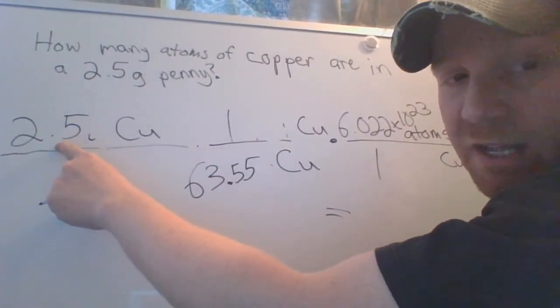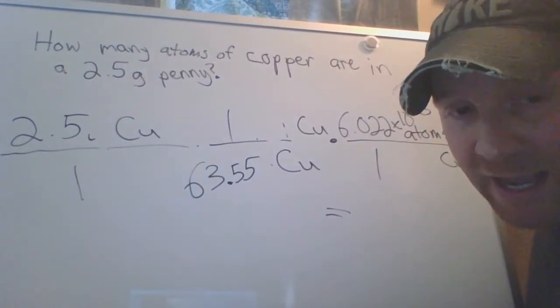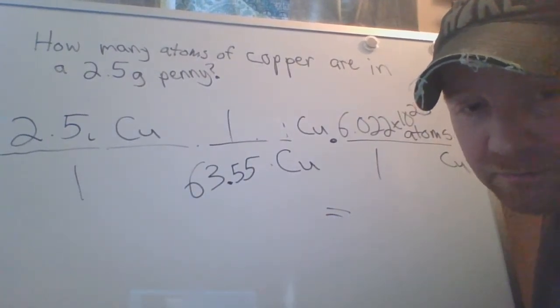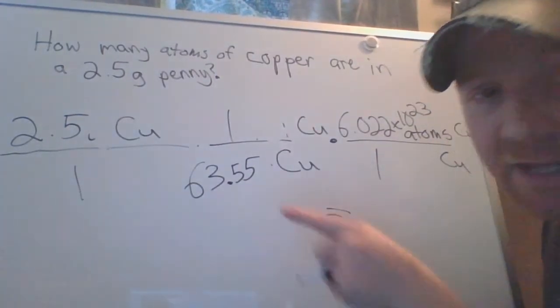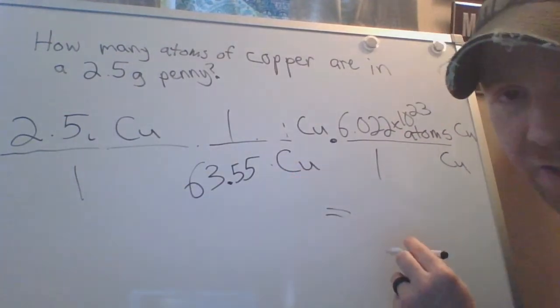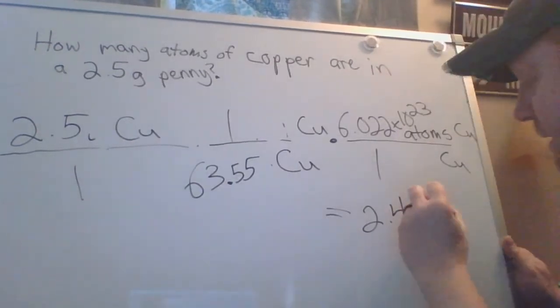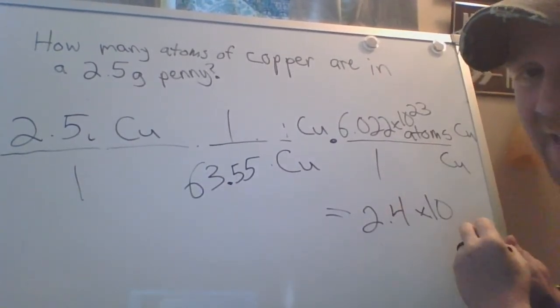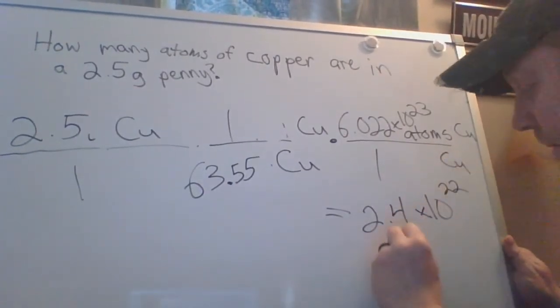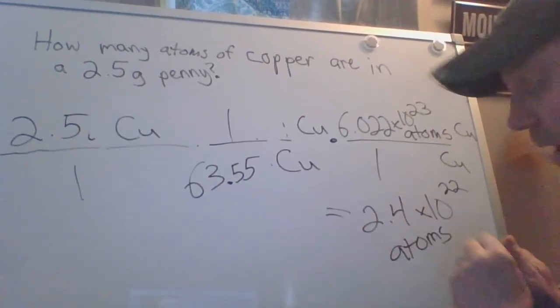We're going to go to 2 sig figs, and I'm going to pause it because I'm going to actually calculate the answer. Okay, like I said, 2 sig figs. The answer is going to be 2.4 rounded times 10 to the 22nd atoms of copper.